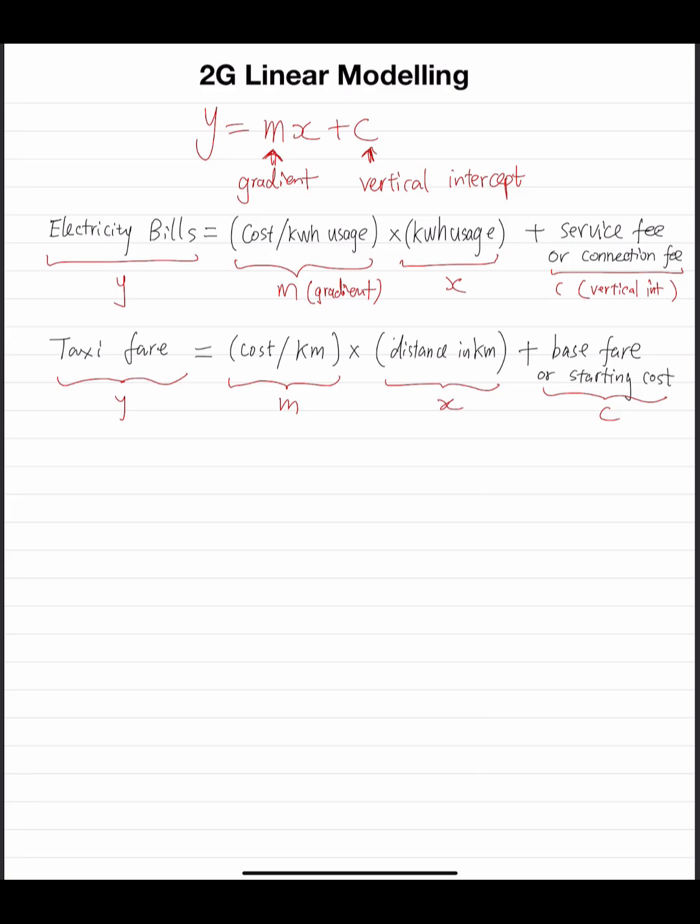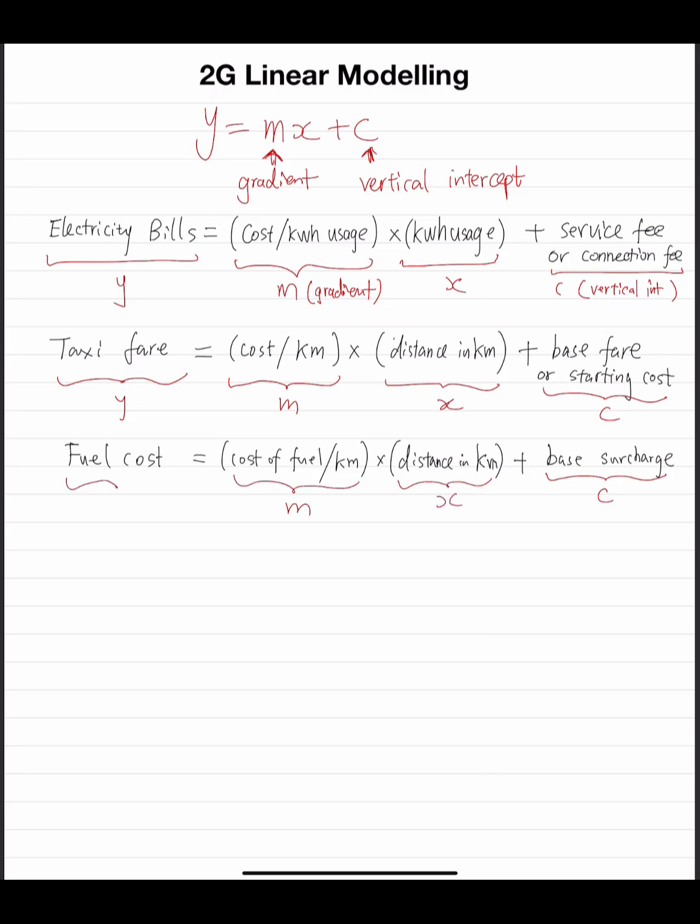Now we can also have the fuel cost for driving. The gradient can be the cost of fuel per kilometer traveled, and you times the distance in kilometers, and you add the fixed cost, or the vertical intercept. We can say a minimum fuel charge, or a starting or basic cost. Again, we can identify here: this is c, this is your x, this is your m, this is your y.